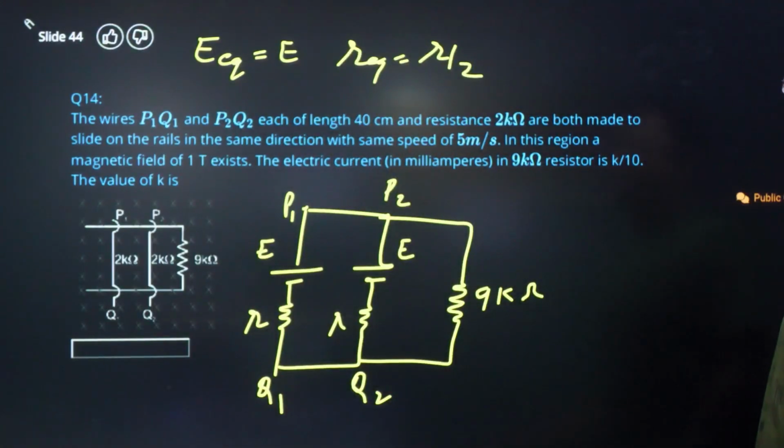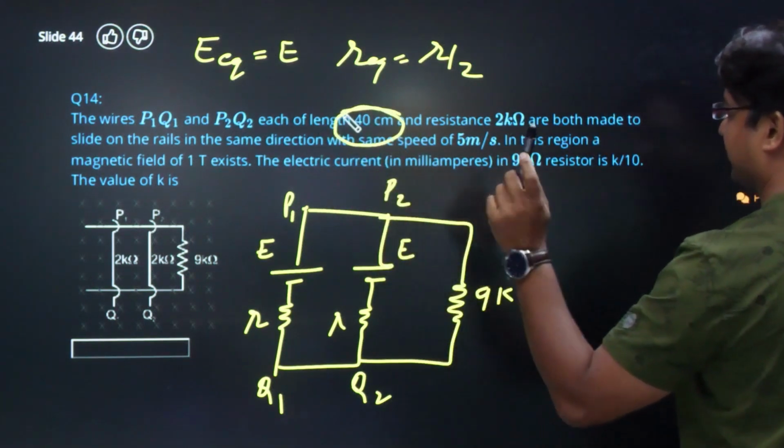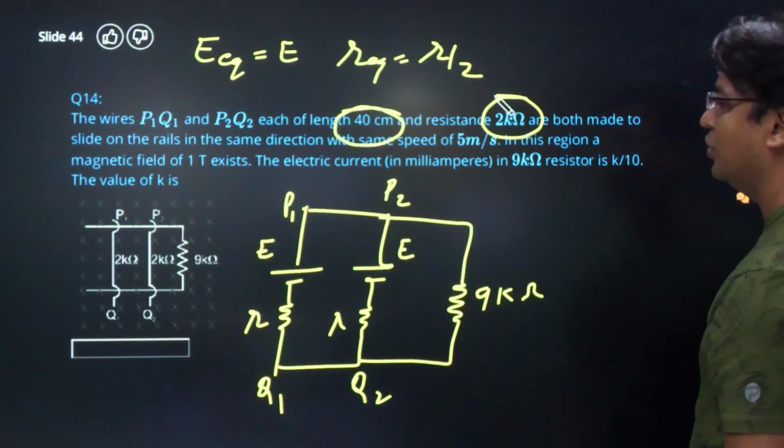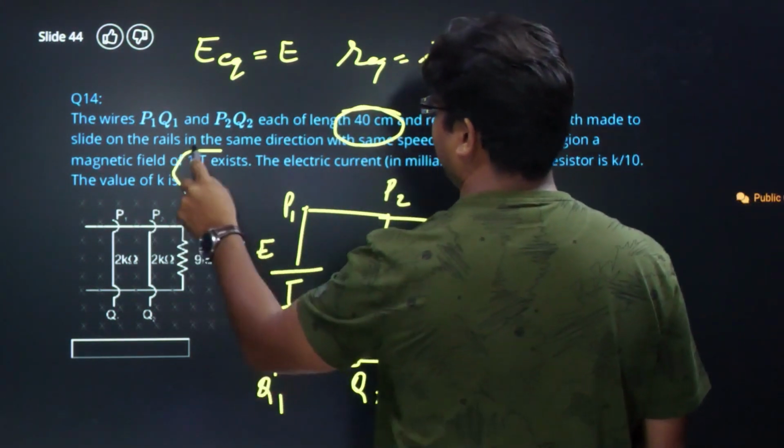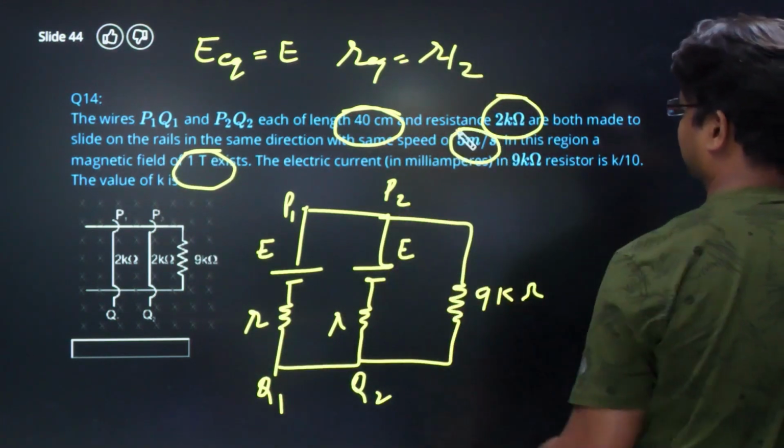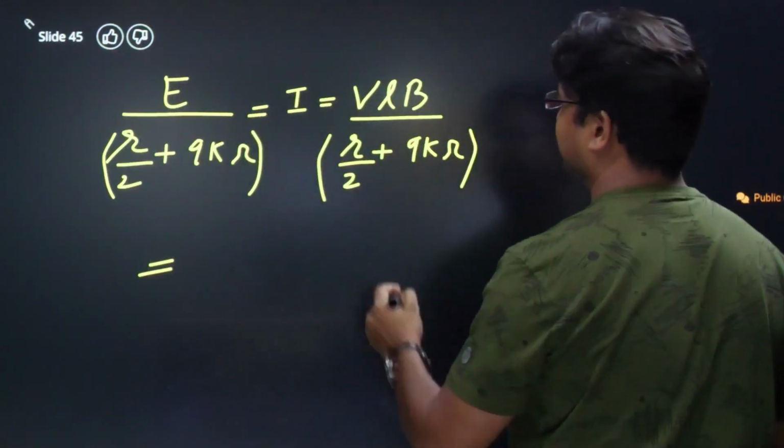So length is 40 centimeter. We'll remember this. Resistance is 2 kilo ohm. Okay, magnetic field is 1 Tesla and speed is 5 meter per second. Alright, let's try to substitute this quickly so that we don't forget.